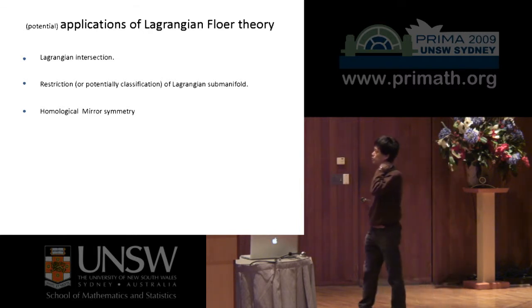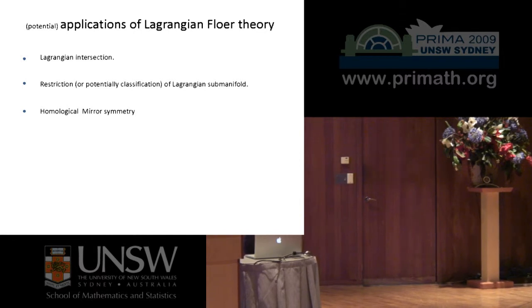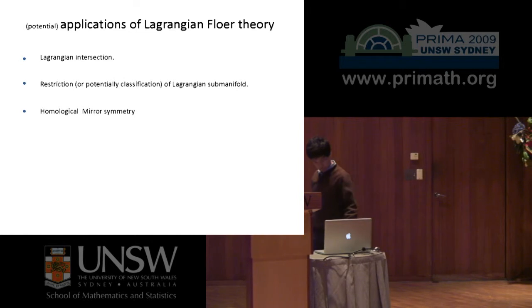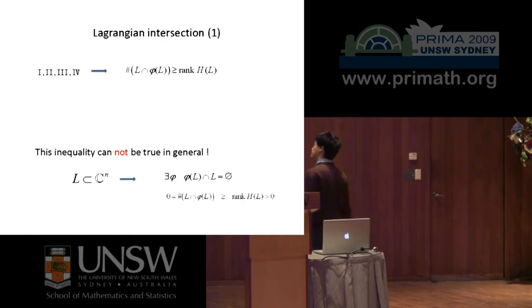As far as I know, there are three kinds of applications of Lagrangian Floer theory. One is Lagrangian intersections, which is the origin of the whole story. The other is to obtain restrictions on Lagrangian submanifolds. This means that if you have a fixed symplectic manifold, then we want to know which kinds of submanifolds can be Lagrangian submanifolds, and we have some information about it. And the third is mirror symmetry. So I will explain a few of these three things.